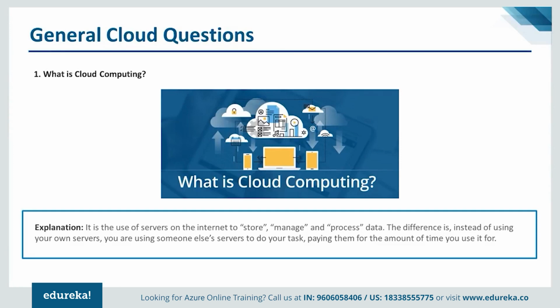Now when you talk about cloud computing these days, the definition has changed, but as far as the working is concerned, it remains pretty much the same. We talk about use and pay, so pay per use is the kind of model we talk about. We pay only for the amount of services which we use. There's an explanation in the slide: it is the use of servers on the internet to store, manage, and process data. The difference is that instead of using your own servers, you're using somebody else's server to do the task and paying them for the amount of time for which you use them, right? So pay per use is the model we focus on when we talk about cloud computing these days.